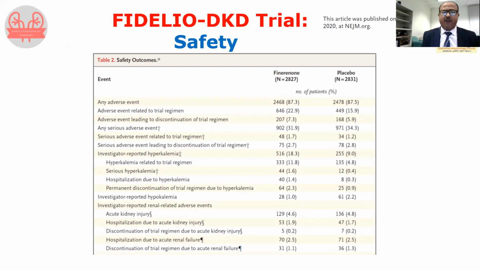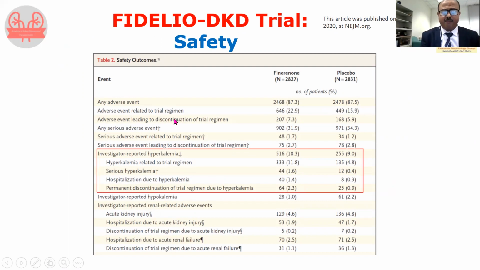Adverse effects and safety profile of Finerenone in comparison to placebo. It seems that it is of high tolerability, but let us focus on potassium. So this is hyperkalemia: investigator-reported hyperkalemia, 18% in Finerenone, 9% in placebo. Hyperkalemia related to trial regimen, 11.8%, 4.8% in placebo. Serious hyperkalemia is 1.6% in comparison to 0.4% in placebo. Hospitalization due to hyperkalemia, 1.4% in Finerenone, only 0.3% in placebo. Permanent discontinuation due to hyperkalemia, 2.3% in Finerenone, 0.9% in placebo.